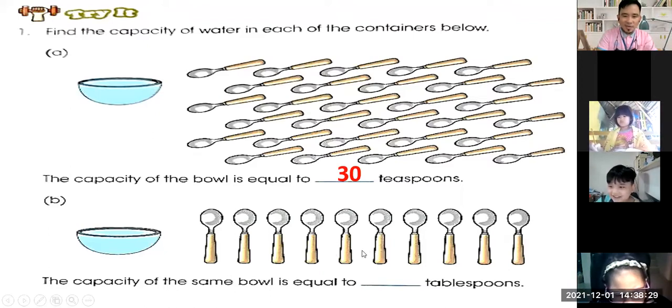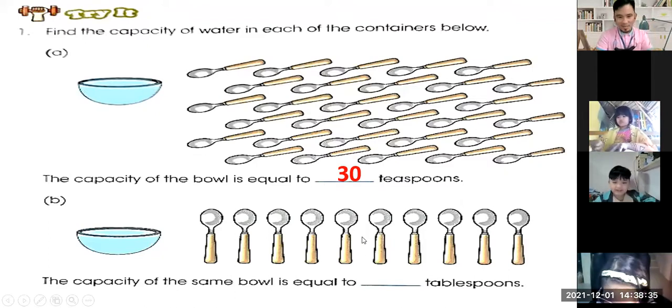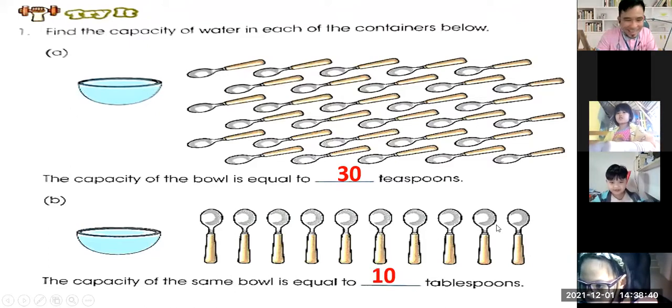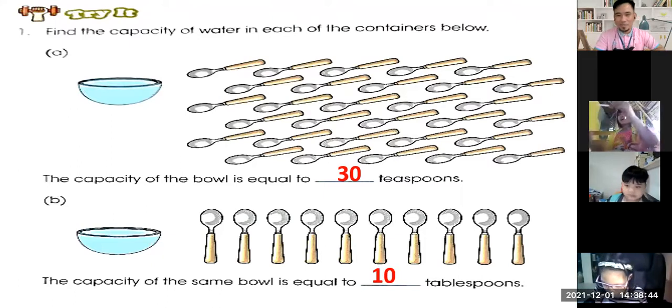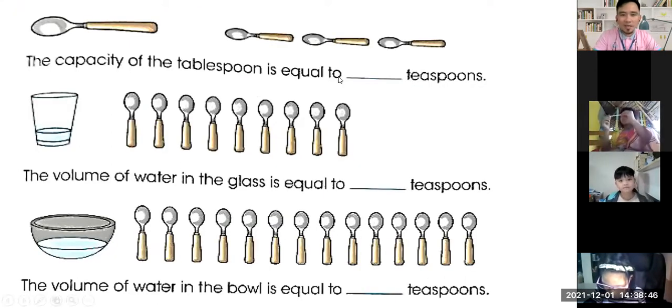This one is not in your book. How many tablespoons here? 1, 2, 3, 4, 5, 6, 7, 8, 9, 10. There are 10 tablespoons. It's equal to 10 tablespoons. How about here? The capacity of the tablespoon.